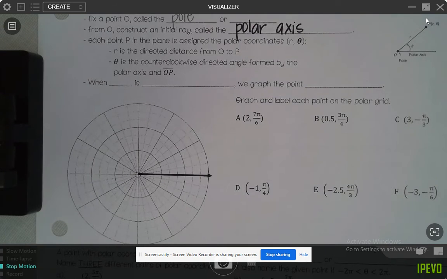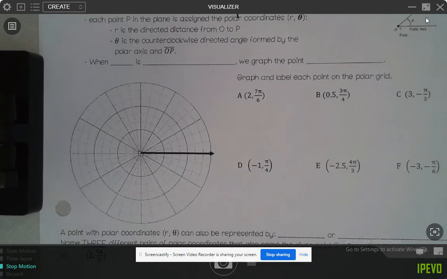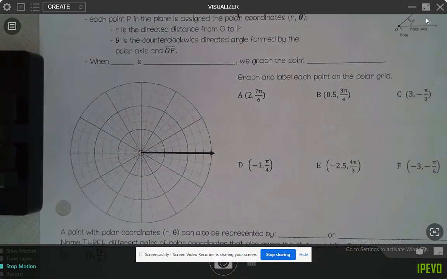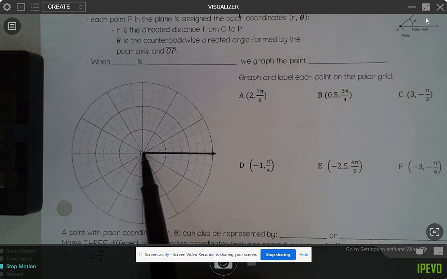Here's what a polar coordinate graph looks like. The inner rings are whole numbers, like 1, 2, 3. So this point right here is (0, 0).